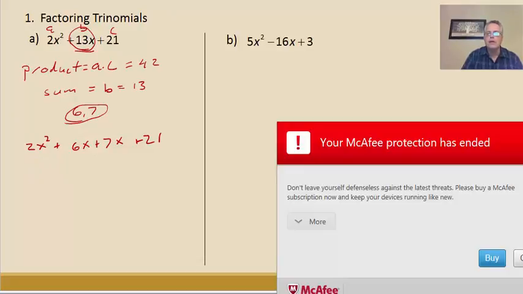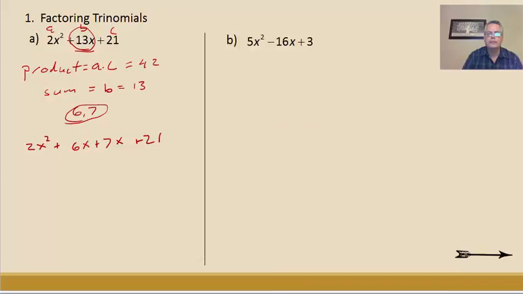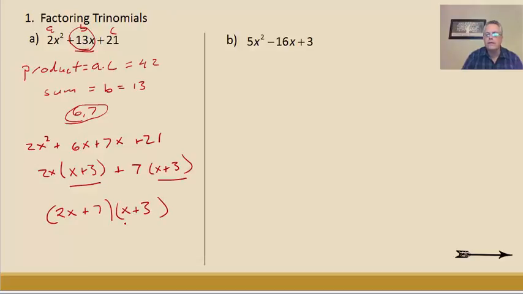So I can write this one as 2x times x plus 3. And I know I'm going to need an x plus 3 on this side. So since I have 7x plus 21, it looks like I need a plus 7 there. Okay, now both terms have this x plus 3, so I can factor it out. So what's left is 2x plus 7, and then times the x plus 3. And we did it, we factored it.